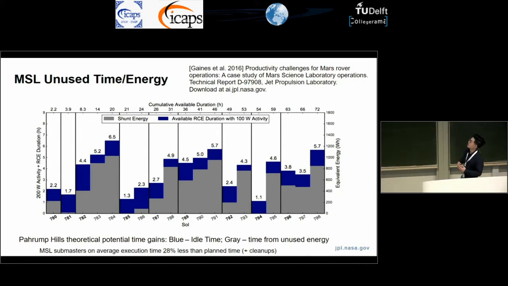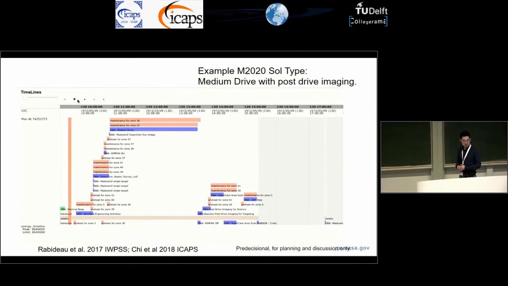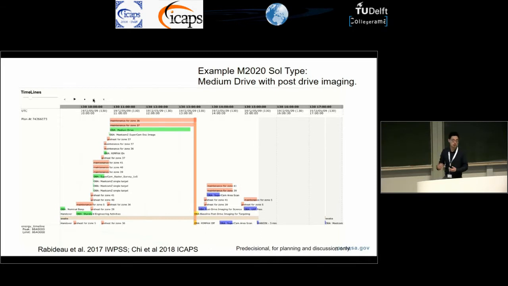So this is some data gathered by Dan Gaines, and it shows all the energy and time that could have been gained back, potentially gained back if we had an onboard scheduler. And so that's what we seek to do for Mars 2020. So over on the top, you'll see this medium drive that is going to end early. And for the onboard scheduler, we want to be able to shift the future activities forward in order to gain back that time due to an activity ending early.